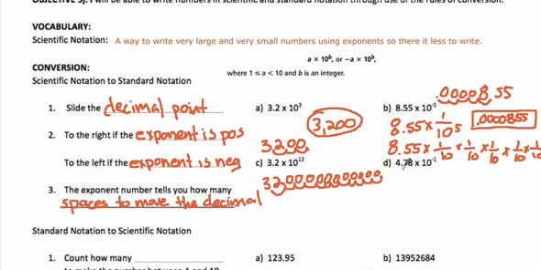Okay, this one's going to be a little bit easier. We're going negative, so we're going to go left just 1 spot, and our new number is 0.478. This is also our final answer here. It's just kind of messy with all those bumps in there.